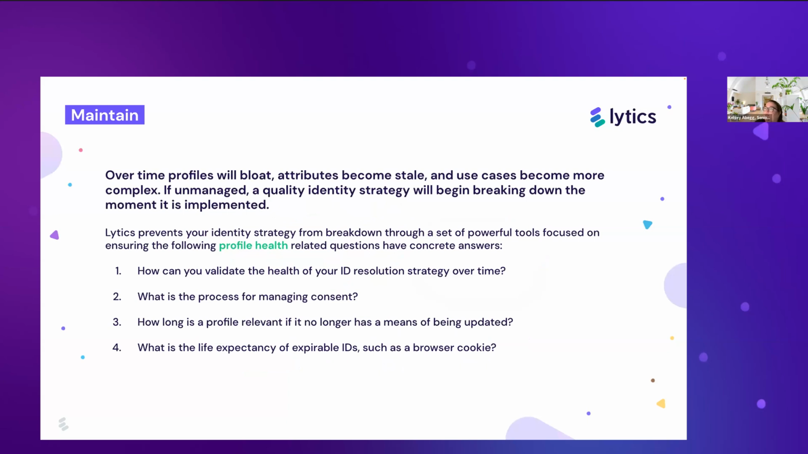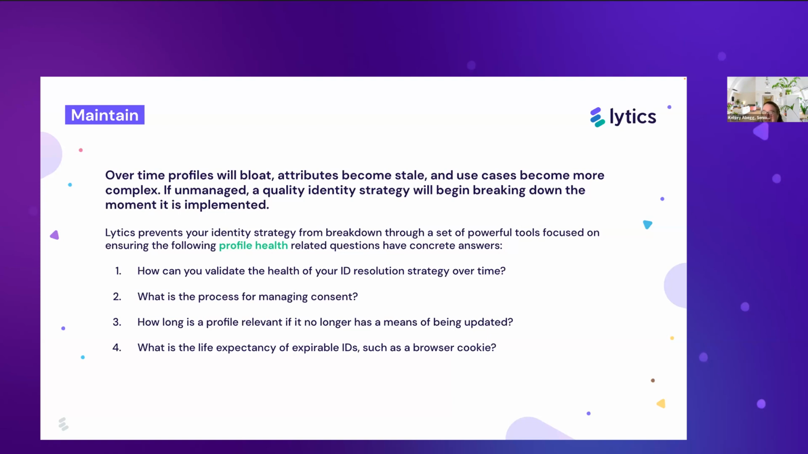And the primary questions, right, that we want to ask, that we've been asked, that we want to solve for is how can you validate the health of your ID resolution strategy over time? So how do I know it's still working? How do I know it's doing what I expect? How do I know it's doing what I want? If it's not doing what I want, how do I know? And how do I resolve it? So that's sort of question 1. The second is, what is the process for managing consent? The third is, how long is a profile relevant if it no longer has means of being updated? And the fourth is, what is the life expectancy of expirable IDs, such as browser cookies?